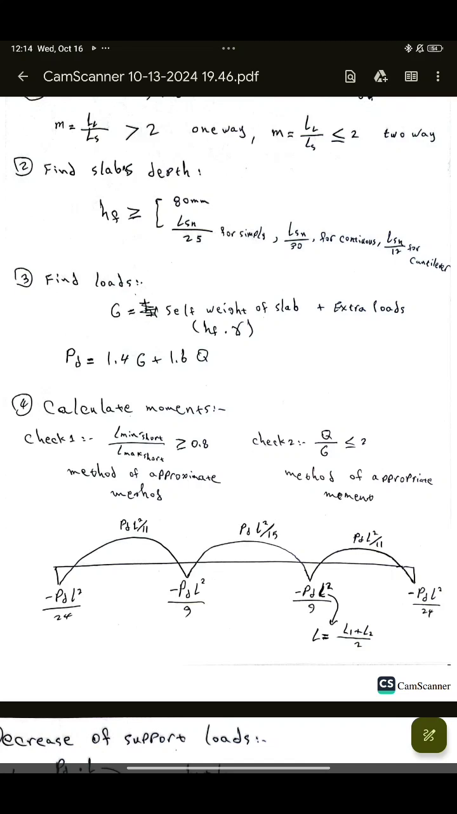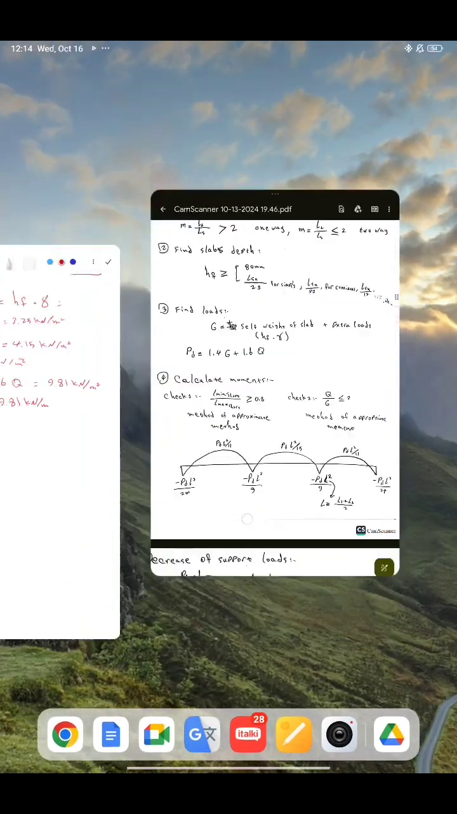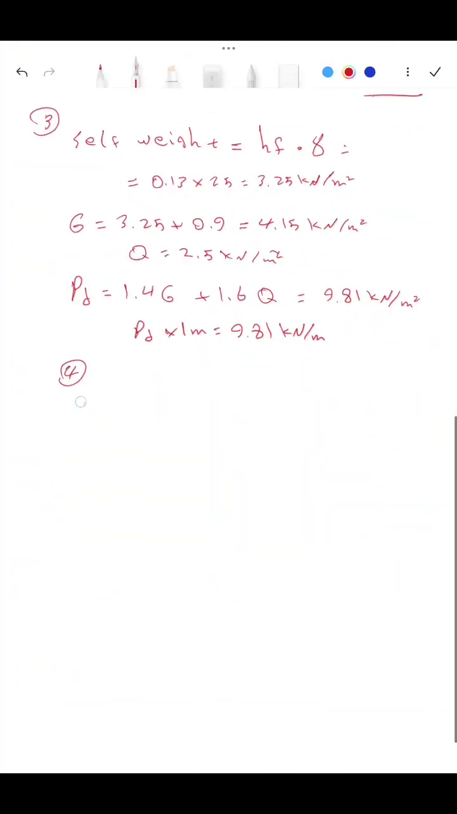However, the first one is telling us the minimum short length and the maximum short length. We will take them and the ratio should be equal or bigger than 0.8. And the second check is the live load over the dead load, which should be less than or equal to 2. So let's do it very quickly.